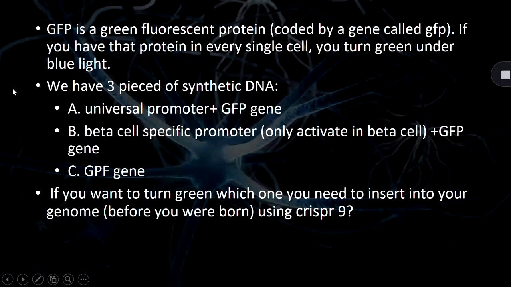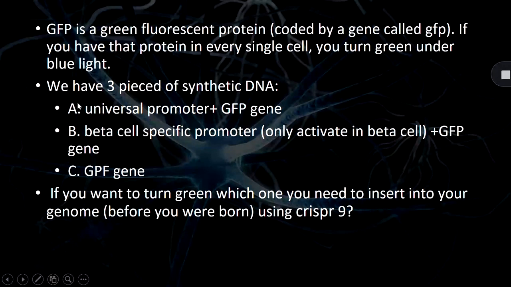Okay, here's a question. GFP is a green fluorescent protein. It is coded by a gene called GFP. Usually when we talk about a gene, that's lowercase, and the protein is uppercase. So if you have this protein in every single cell, you can turn green under blue light. So how do you turn yourself green?